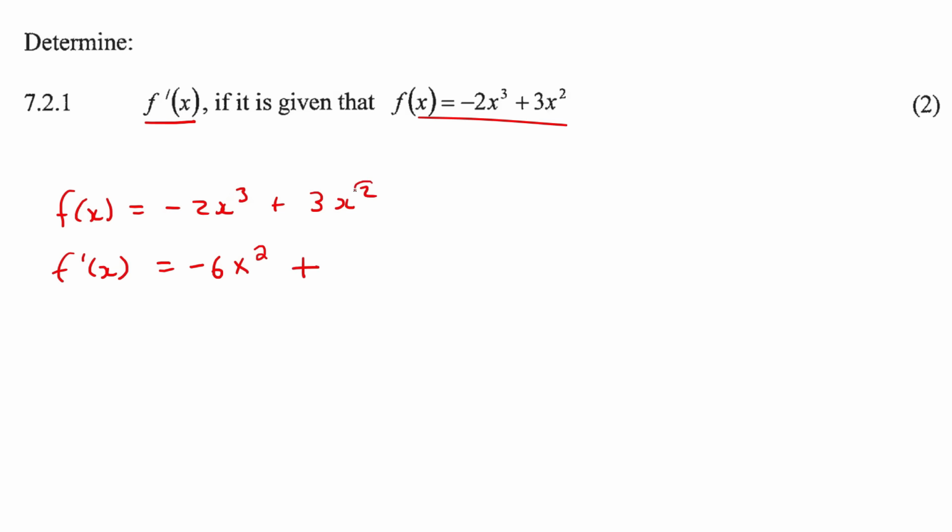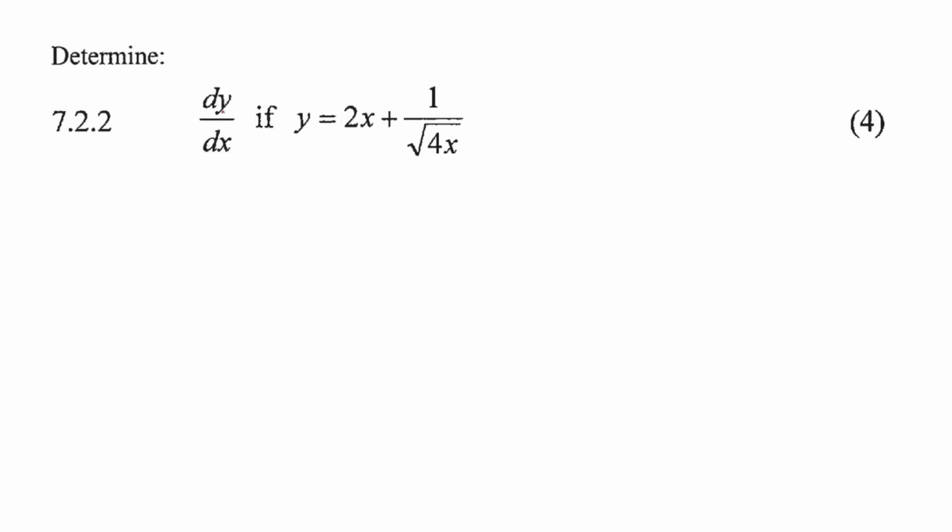Then you're going to do the same. You're going to take this 2, multiply it to the front, which is a 6, subtract 1 from the exponent, so it'll become a 1. But you don't have to put the 1 there because x is the same as x to the power of 1. And so that would be your final answer. It's only 2 marks, so it's an easy one.